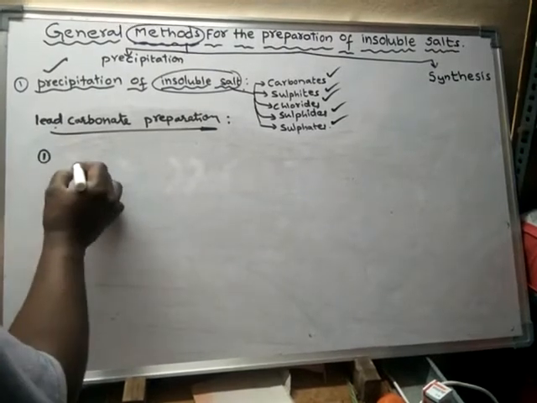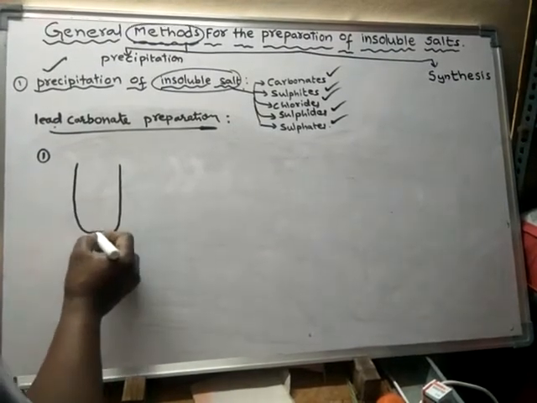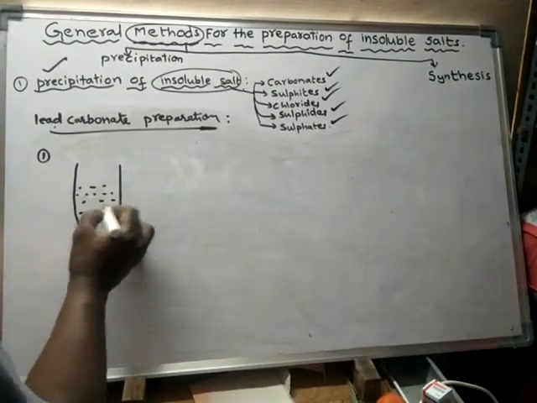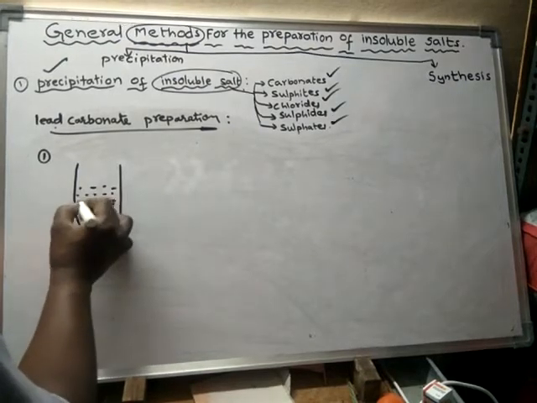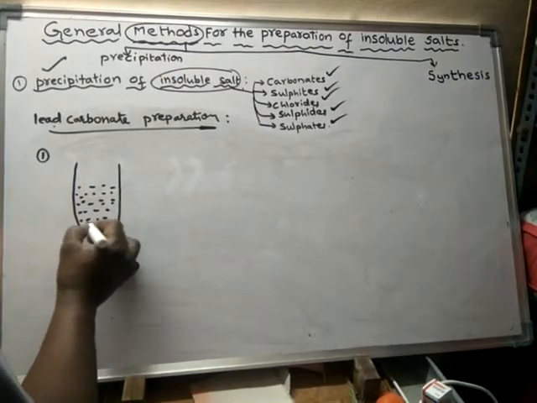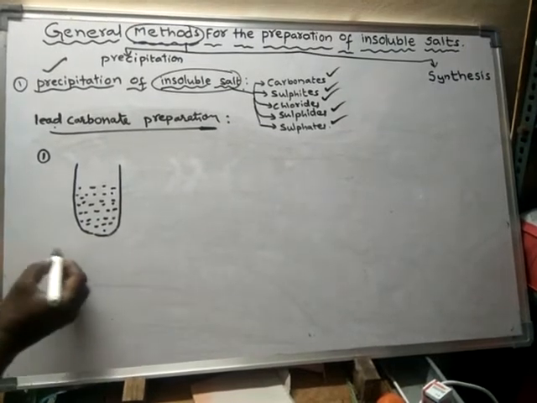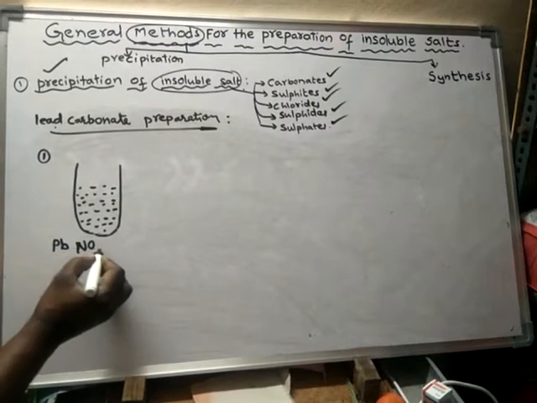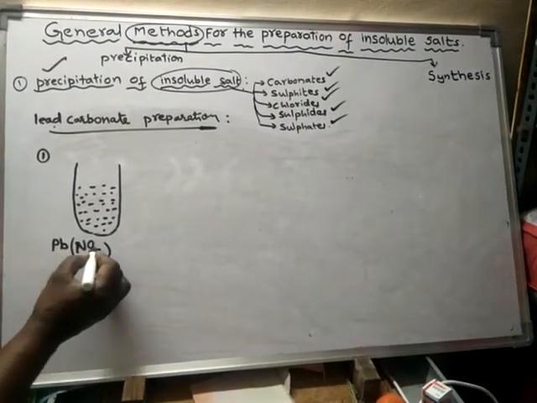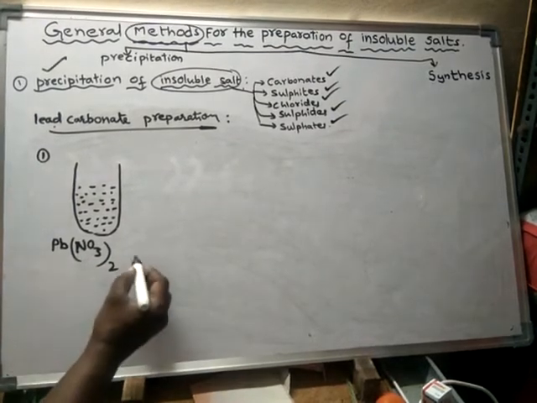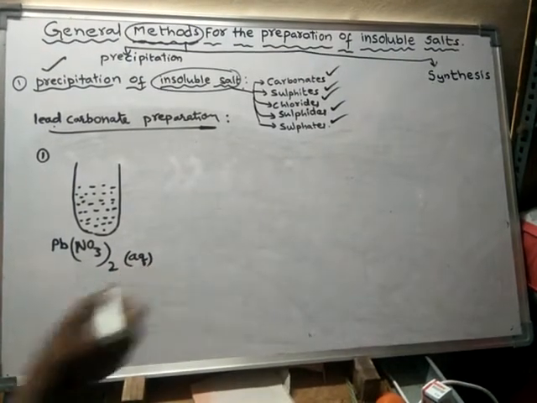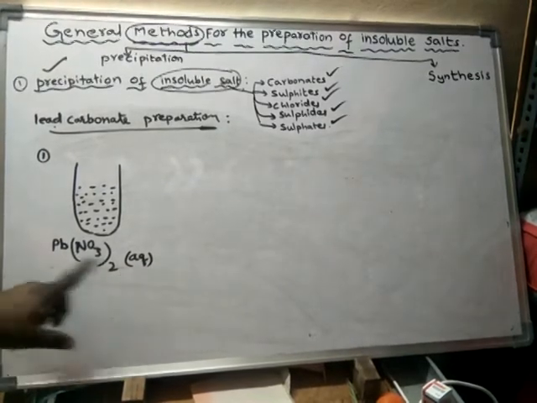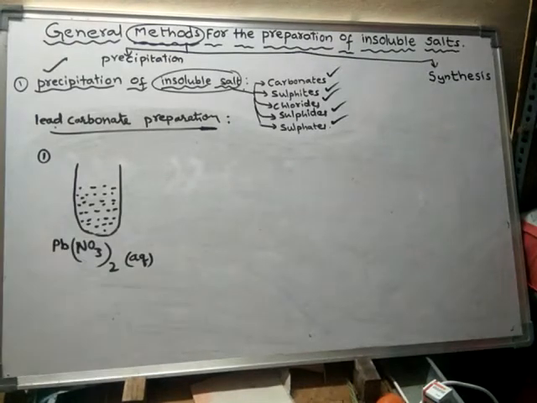So prepare a solution of lead nitrate. What is this one? Lead nitrate solution. Okay, so this is what? Lead nitrate, aqueous, Pb(NO3)2. I am writing AQ. What does AQ indicate? A soluble salt. It's a solution. So this is an aqueous solution of lead nitrate.